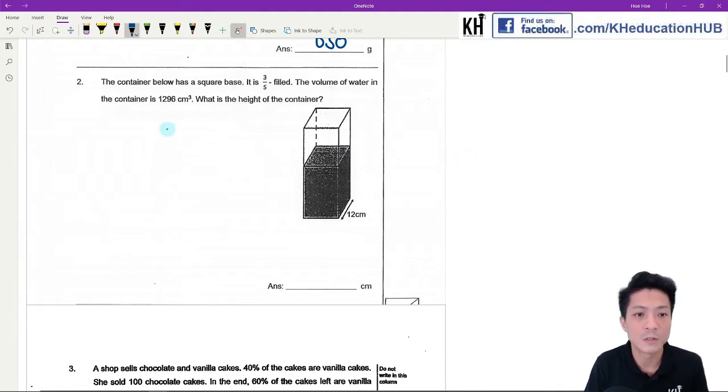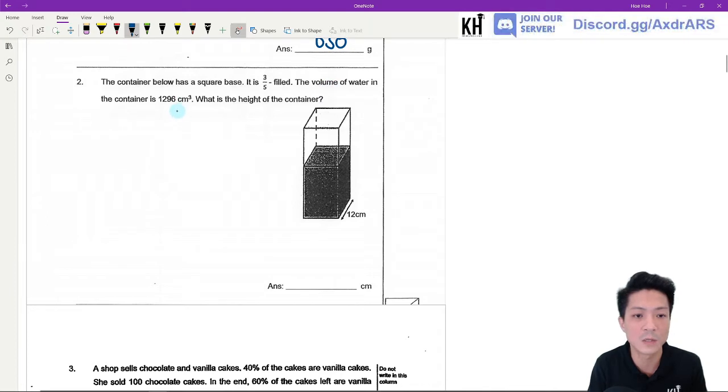Question 2. The container below has a square base. It is 3/5 filled and the volume of water in the container is 1296 cubic cm. What is the height of the container?